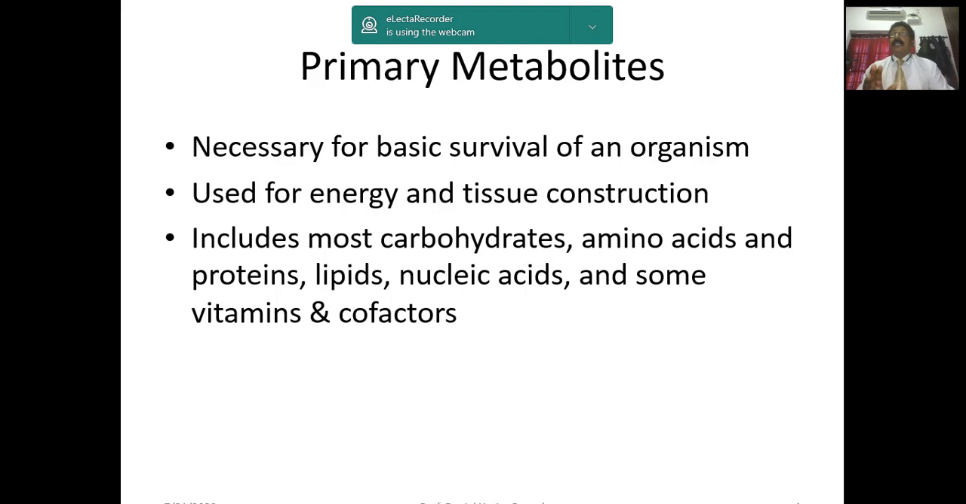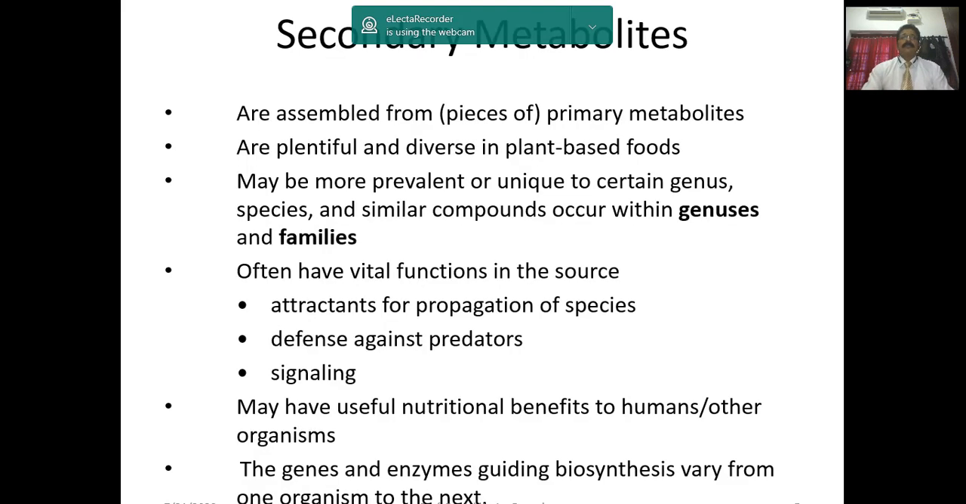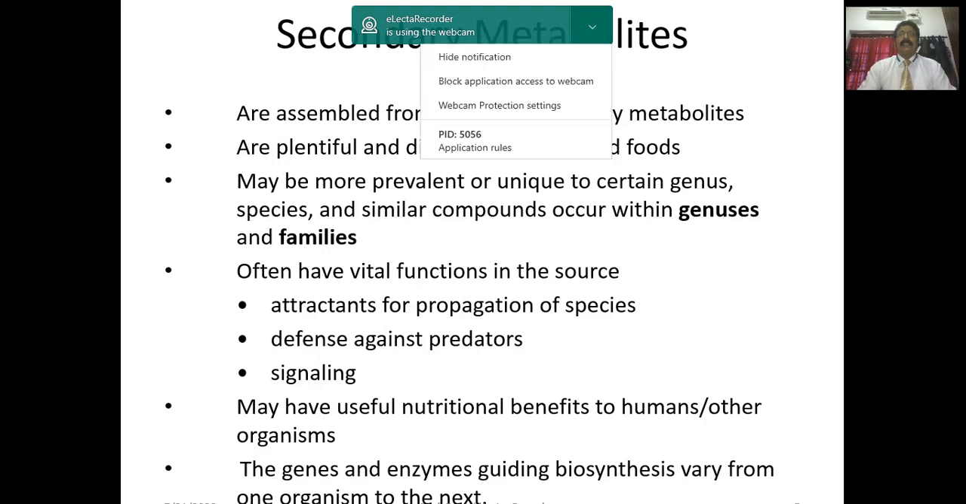Even we have seen the same words in biochemistry also. This is plant biochemistry, you can take it like that. Even in many books they mention that plant biochemistry includes most carbohydrates, amino acids, proteins, lipids, nucleic acids and some vitamins and cofactors. Secondary metabolites, you can see here, secondary metabolites.